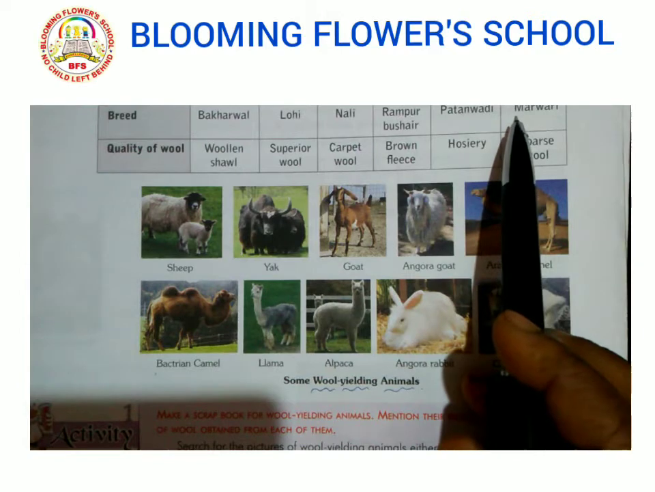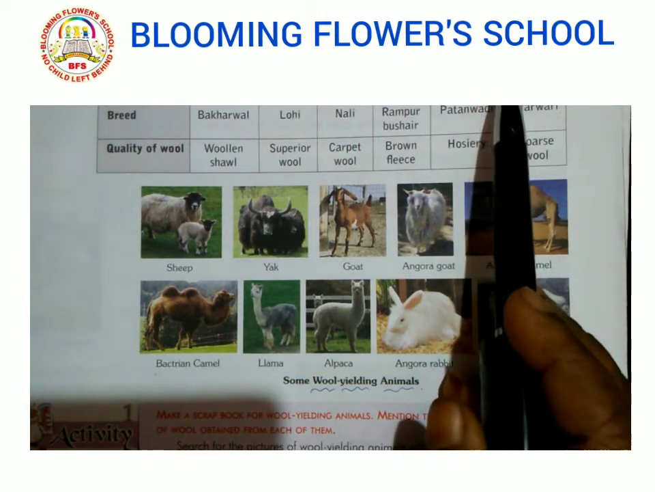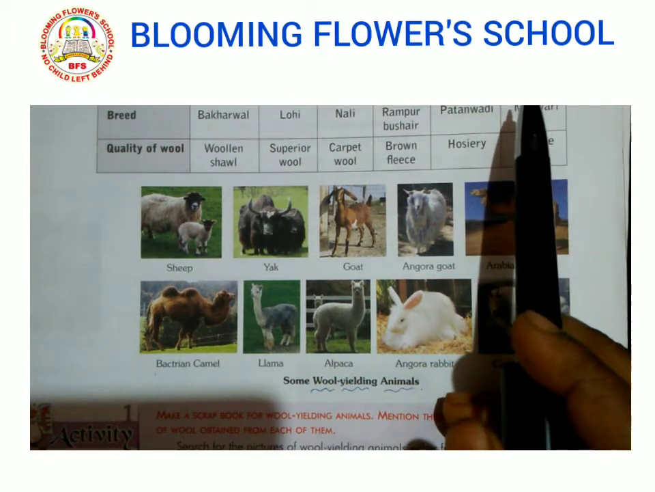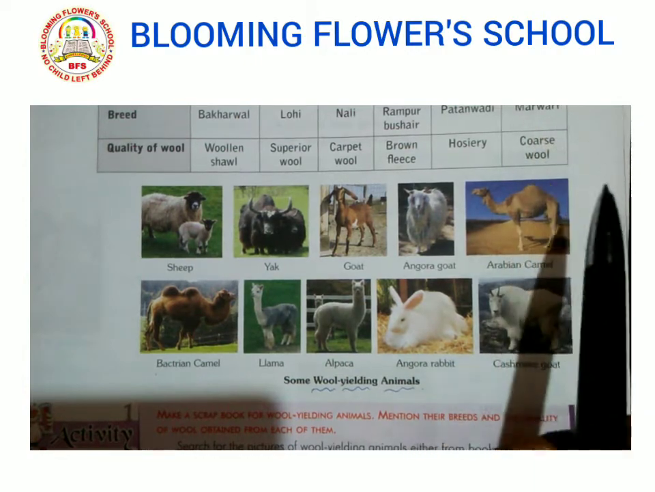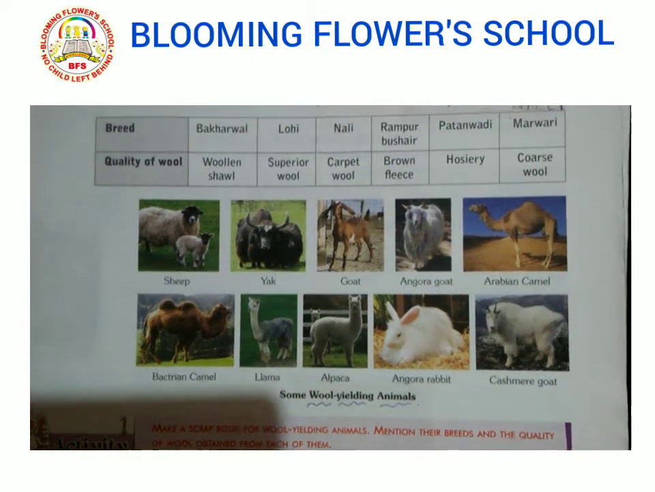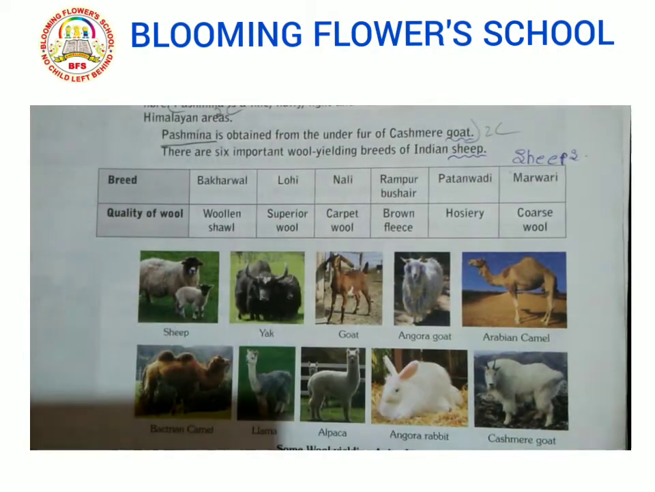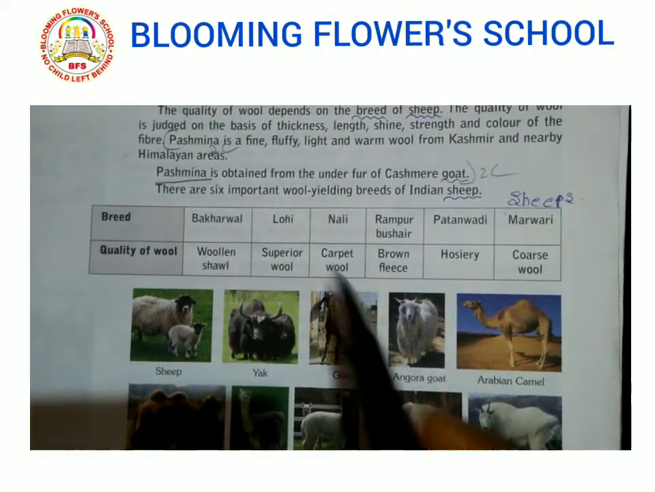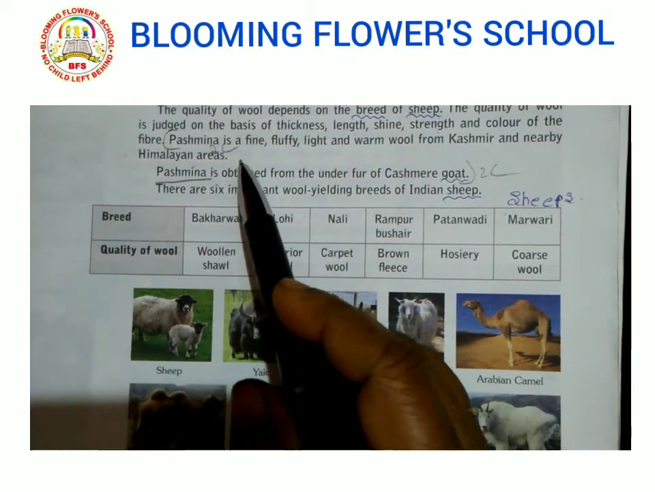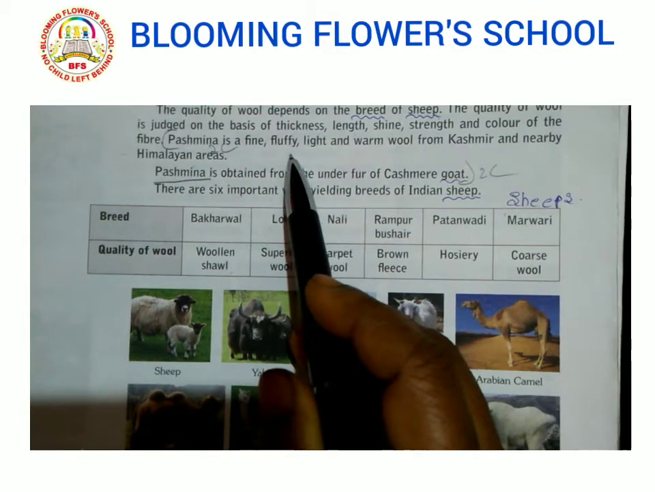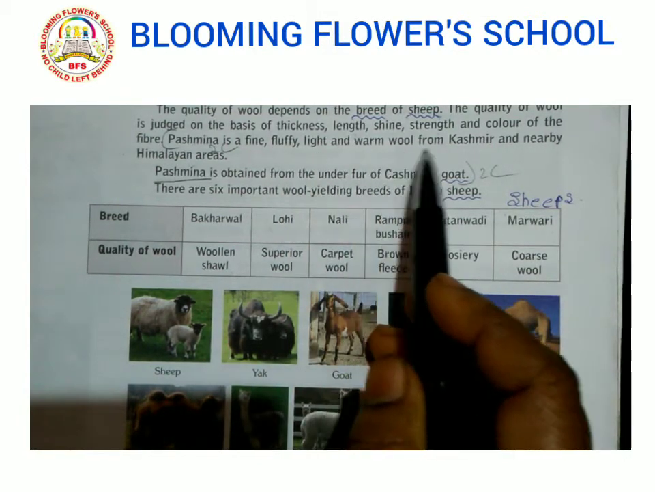Fine and warm wool which we get from Kashmir, that particular name is Pashmina, that is fine, fluffy, light and warm wool. Okay, that is the best quality wool. Which one is better? That one is your Pashmina. Pashmina is fine. Fine means very thin. Fluffy means very light. And warm wool from Kashmir.